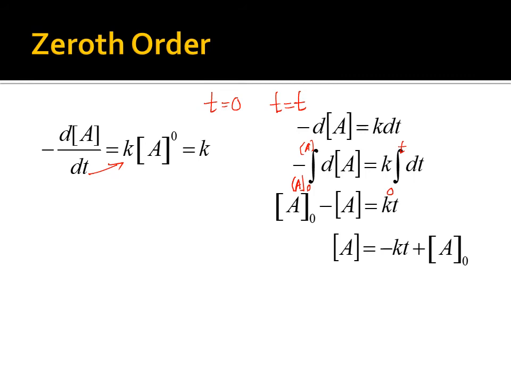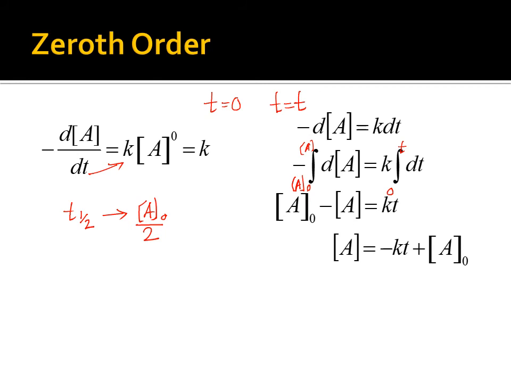Then let's consider the half-life time, T half. What is this T half? It is actually the time taken to reduce the initial concentration to half. Now at T half, the concentration changes to A naught divided by 2.